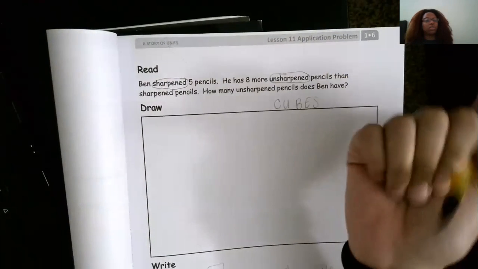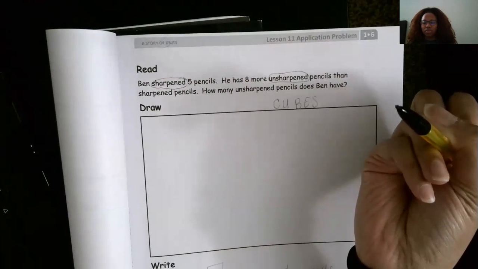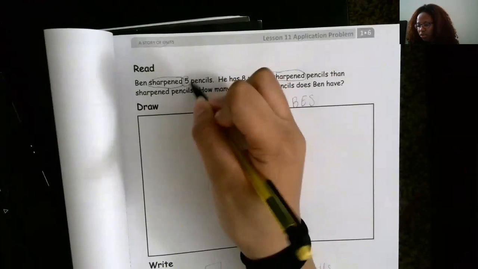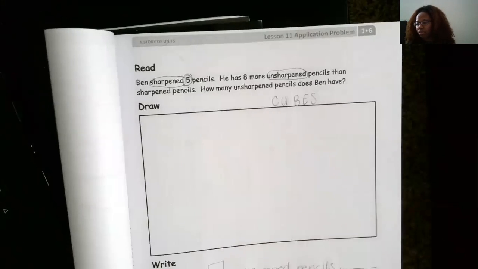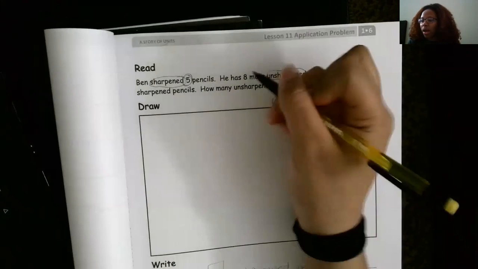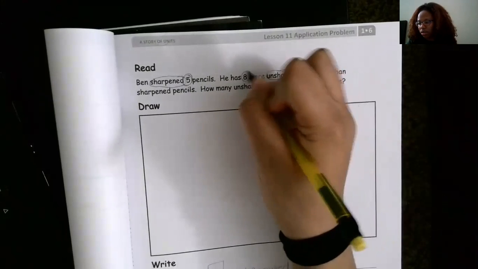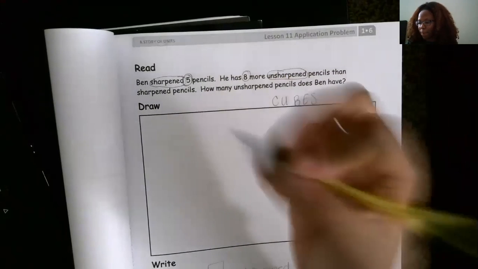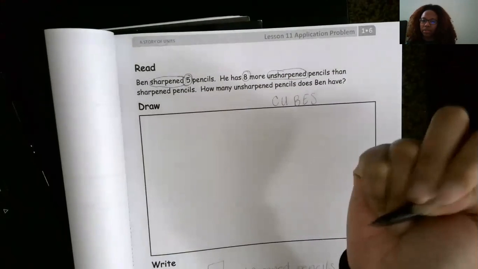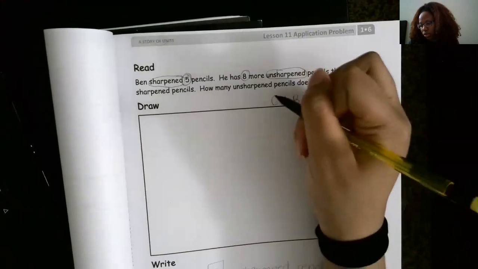All right, so since those are our two labels, how many sharpened pencils do I have? I have 5, so let's not forget to circle that. And then for the unsharpened, it says I have 8 more. It doesn't say I have 8 unsharpened pencils. I have 8 more unsharpened pencils than sharpened, but I still want to circle our 8. Do you think that's all for our labels and key numbers? I think so too. So let's go ahead and check that off.